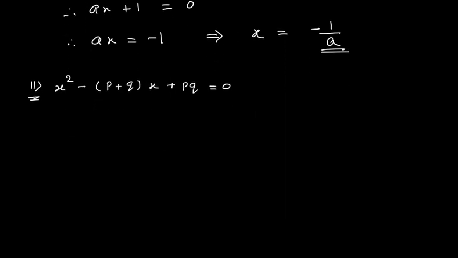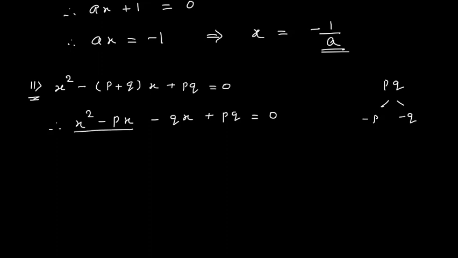So now here the coefficient of x square is 1, but the constant term is pq. So you have to find two factors of this pq whose sum is minus of p plus q. Okay, so easily you can say that this is minus p and minus q. Their product is pq and their sum is minus p minus q. So here you just have to open this bracket. Therefore it is x square minus px minus qx plus pq, and your right hand side is 0.